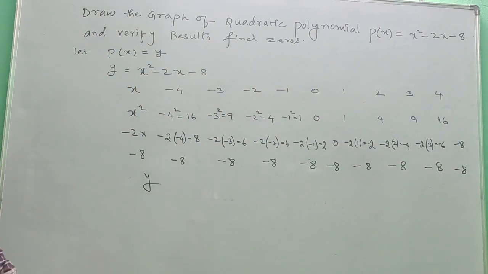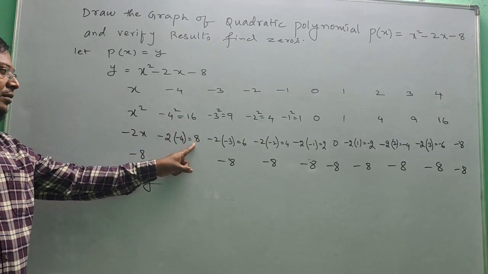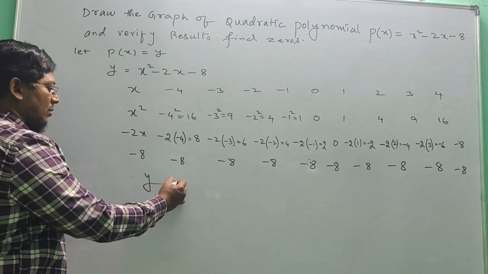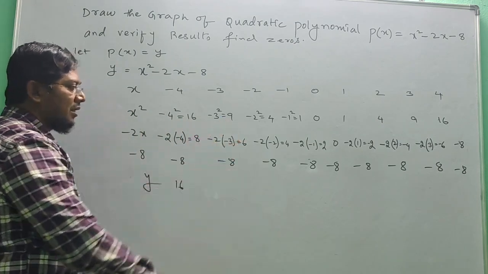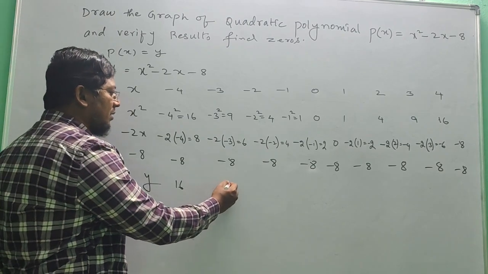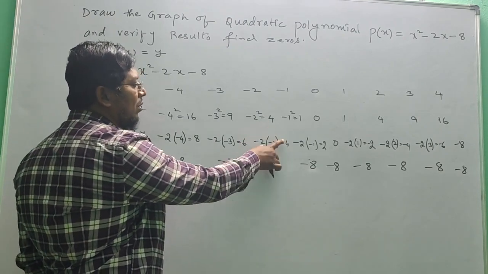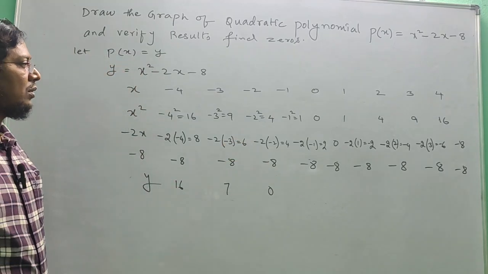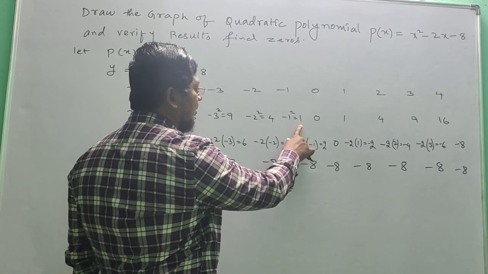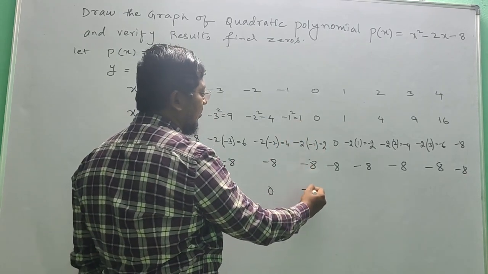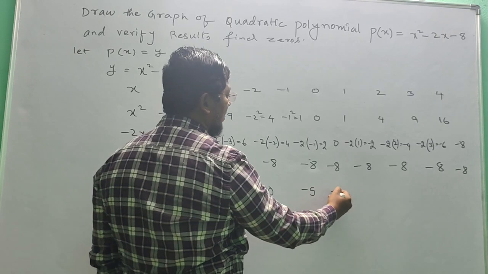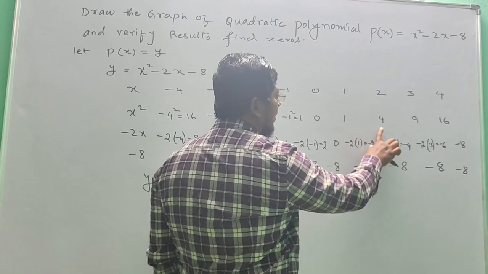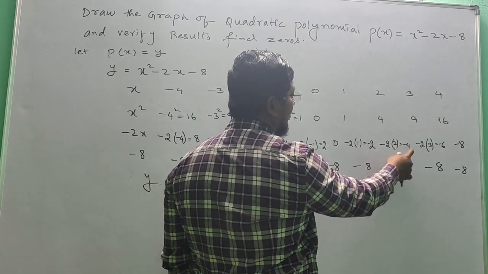Now we have to calculate the y value. 16 plus 8 minus 8, the plus 8 and minus 8 cancel, so we have 16 only. In the second case, 9 plus 6 is 15, 15 minus 8 is 7. Next, 4 plus 4 is 8, 8 minus 8 is 0. Then 1 plus 2 is 3, 3 minus 8 is minus 5. 0 plus 0 is 0, 0 minus 8 is minus 8. 1 minus 2 is minus 1, minus 1 minus 8 is minus 9. 4 minus 4 cancel, so minus 8.